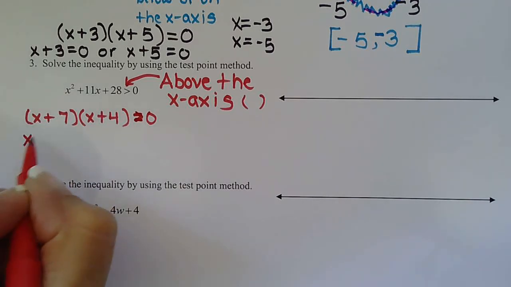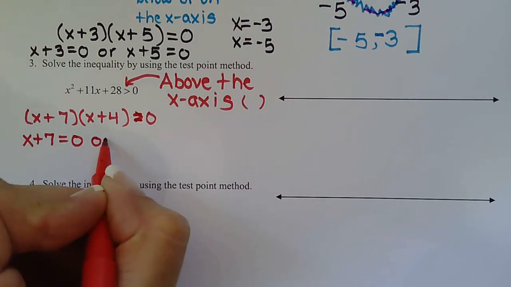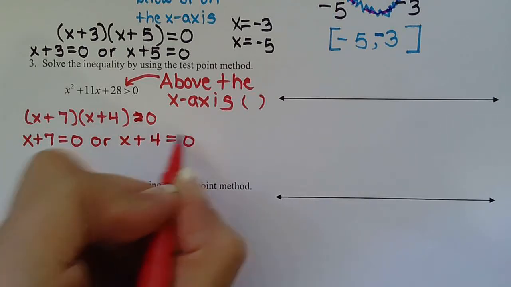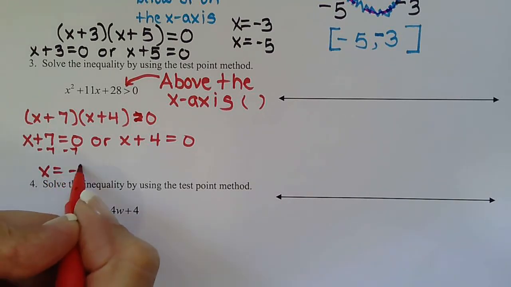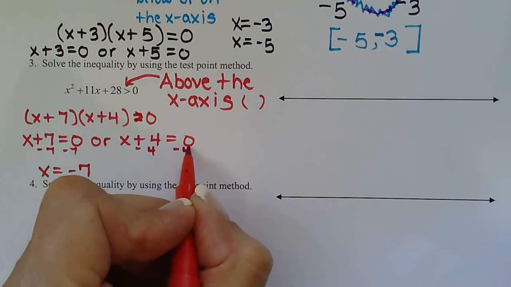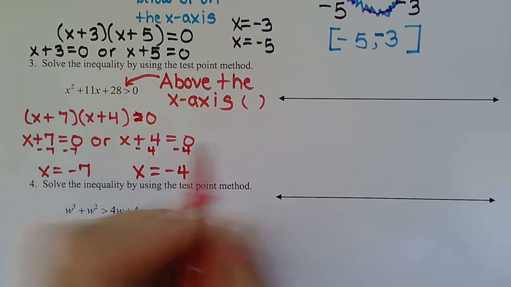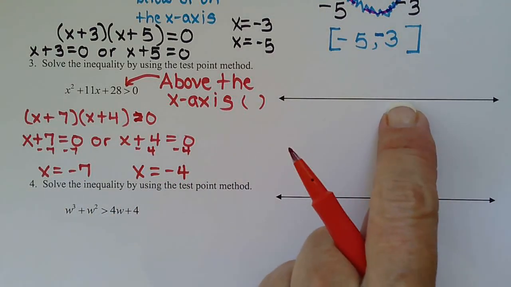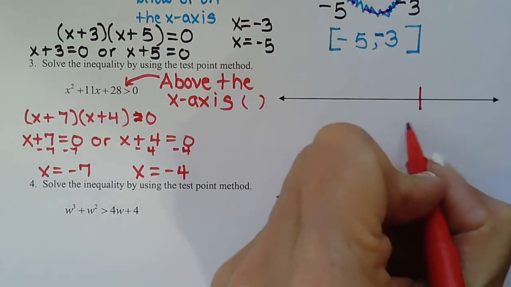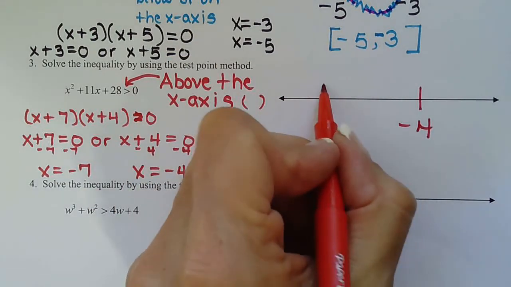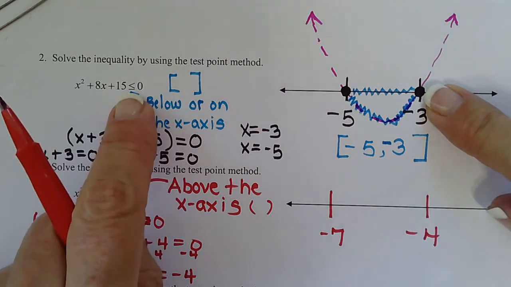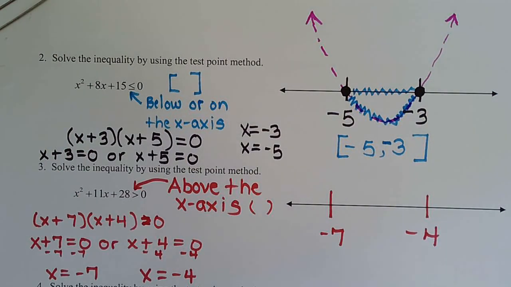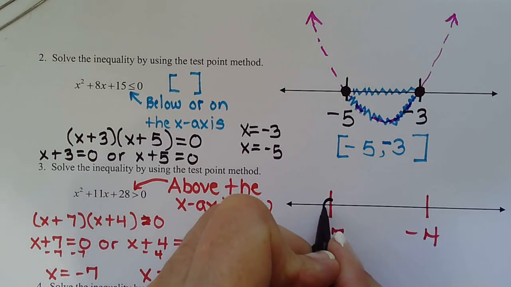So either x plus 7 is 0 or x plus 4 is 0. So subtract 7, you get x is -7. Subtract 4, you get x equals -4. So 0, -1, -2, -3, -4 is to the right. And -7 is smaller, so it should be to the left. This time, we can't put solid because there's no equal sign. So this time we're going to have open circles, which tells us to use parentheses later.